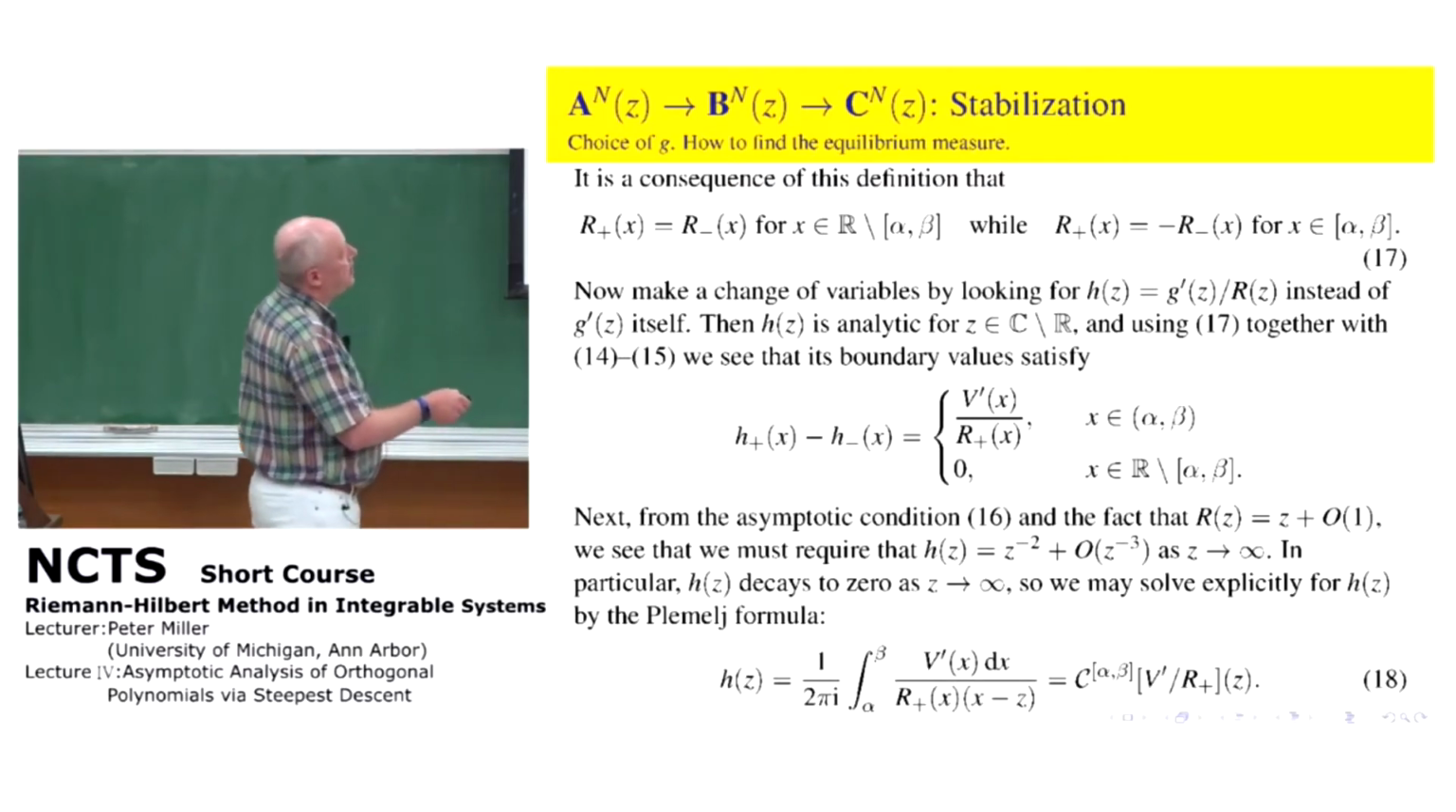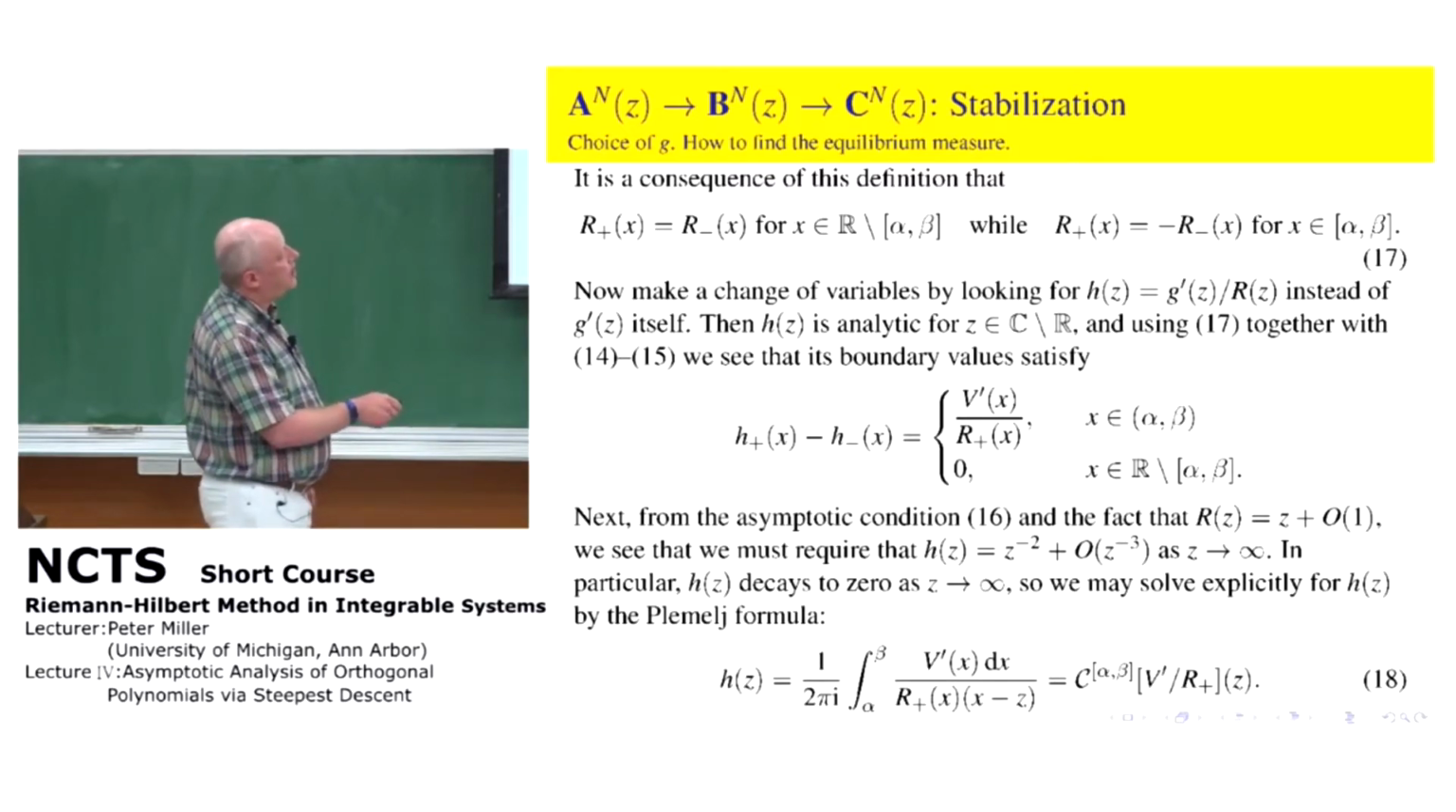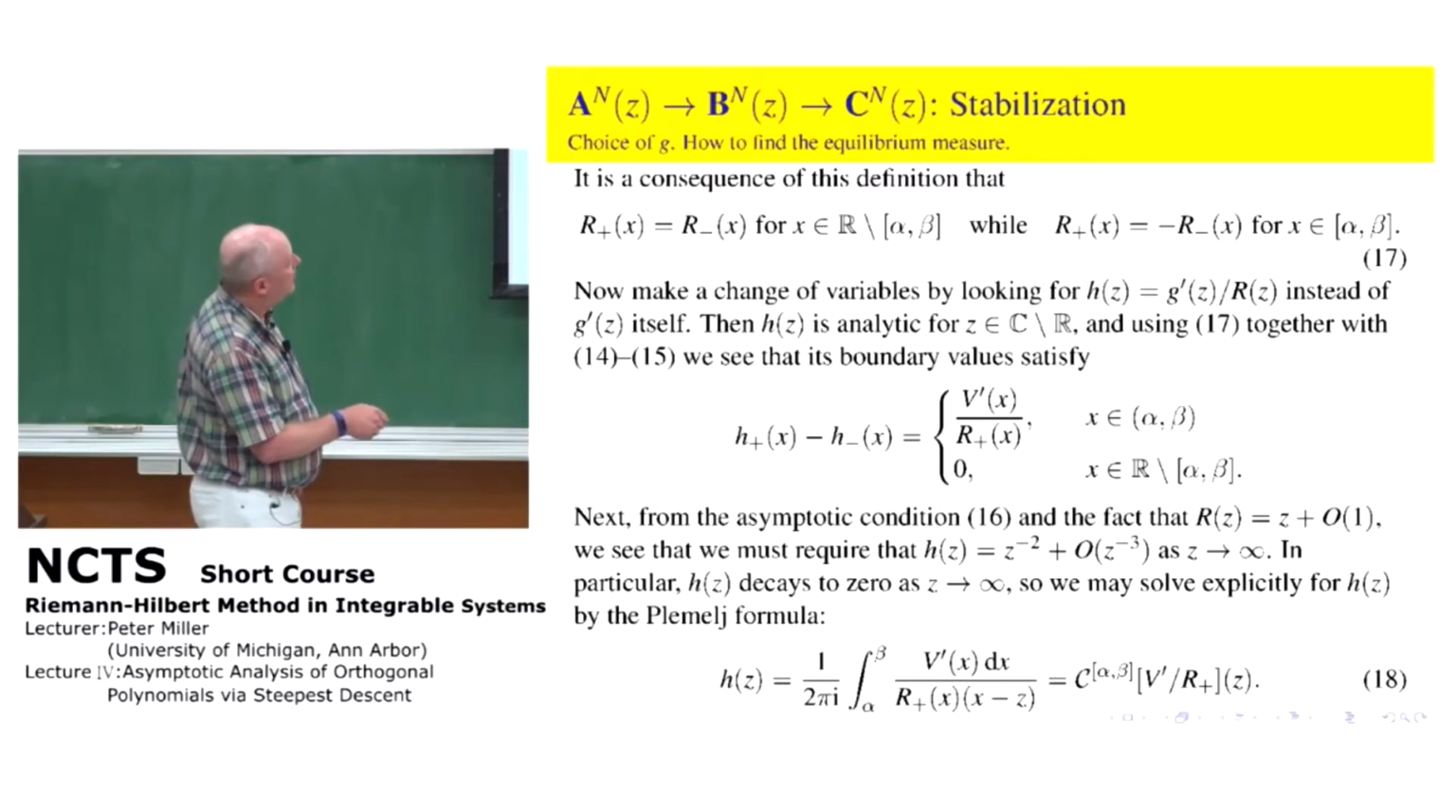So we're going to make a change of variables. Instead of looking for g prime, we're going to look for g prime divided by R, and we'll call that h of z. So then h of z is going to be an analytic function in the complex plane, take away the real line, and using these facts here, along with the two jump conditions for g, we see that the boundary values are always going to be a difference now. So h plus minus h minus always is equal to either this or that, depending on whether you're inside the support or outside the support, okay? Anyway, this is the plus boundary value of this function R, which is a positive imaginary quantity as it happens.